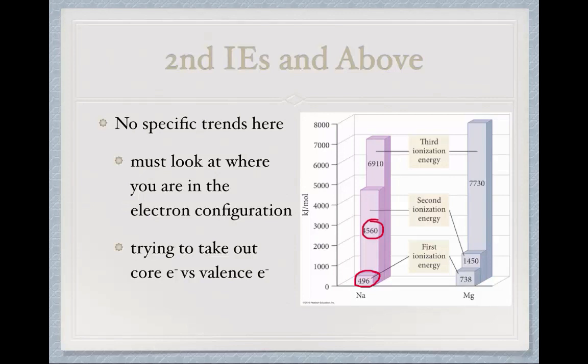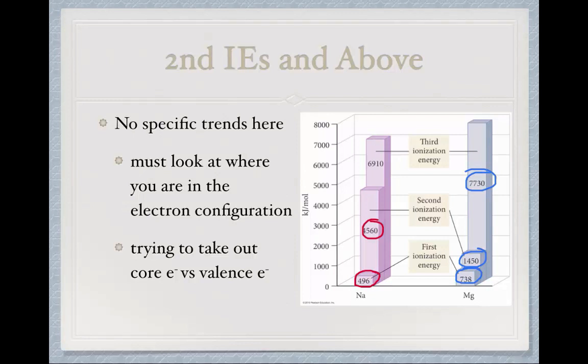If we look at magnesium, magnesium has two valence electrons, and so removing that first electron isn't too bad. Removing the second electron is a little bit harder, but it's still a valence electron. But then compared to trying to remove that third electron here, the third electron now is a core electron, and it's much, much harder than it was to remove either of the valence electrons.